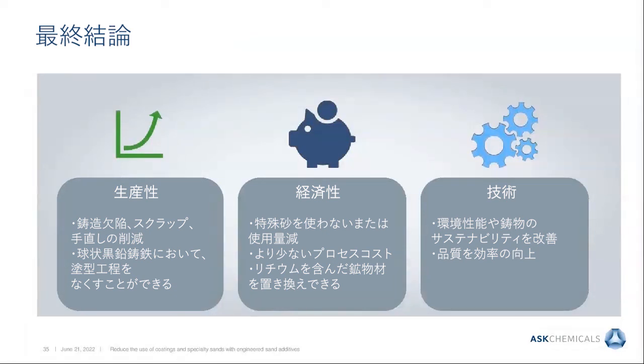reduced process cost. For instance, when you eliminate the coatings, when you have less downtime of your core shooter, or if you have less consumption of release agent. And with the substitution of lithium-containing additives, this will save you another big amount of money. Finally, in technology, certainly you will have improvement on environment and performance and sustainability of your casting, but also of your foundry. And finally, we will have increased quality and effectiveness.